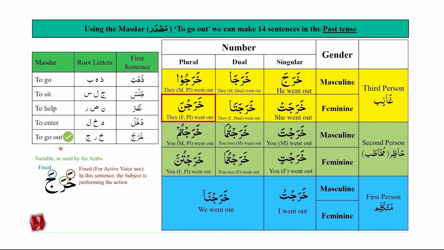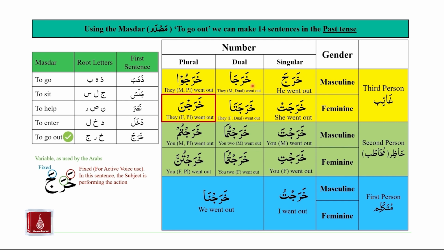To go out, for this masdar we will use the root letters kha, ra and jim. And our first jumla fi'liya in the table is kharaja. Kharaja means he went out or he exited. In the case of kharaja, kha has a zabar on it which is fixed for active voice use. Ra has zabar on it which is variable, and this is as it is used by the Arabs, and jim has zabar on it which is fixed.